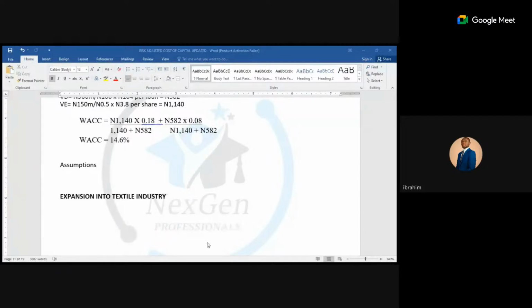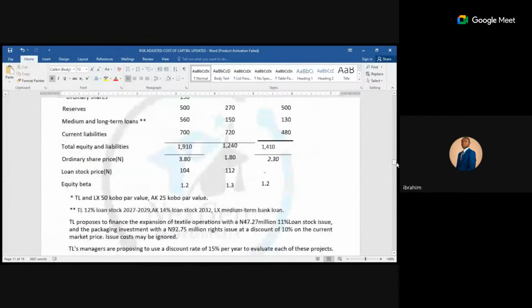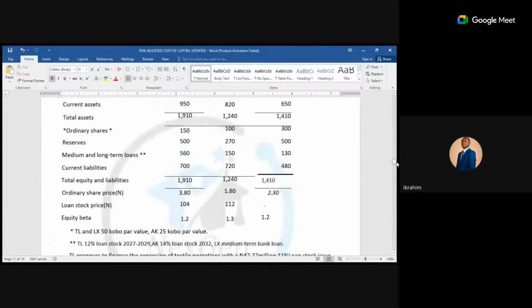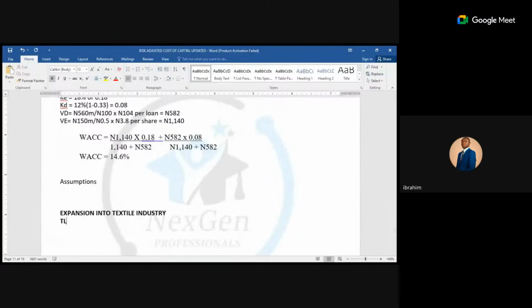So, the first thing we need to do is the normal cost of capital. With this, we are using the capital asset pricing model to determine the cost of equity of TL. Is that not so? So now let's do it this way. TL. We want to calculate the weighted average cost of capital. So the cost of equity given to us is CAPM.